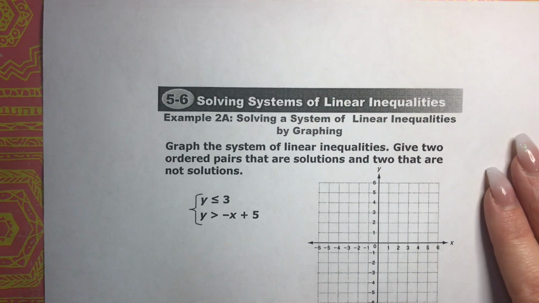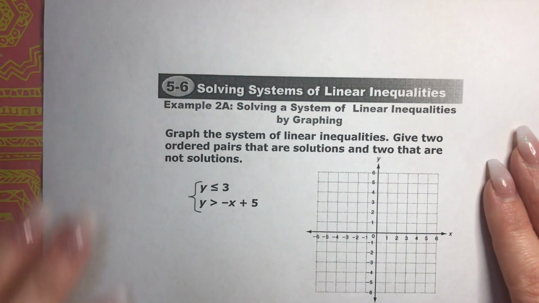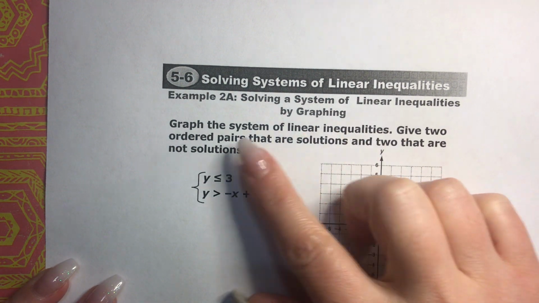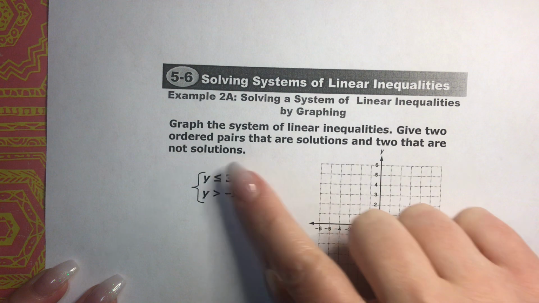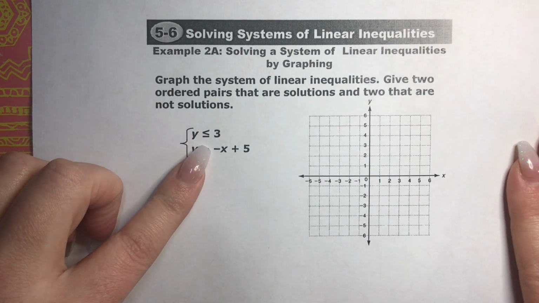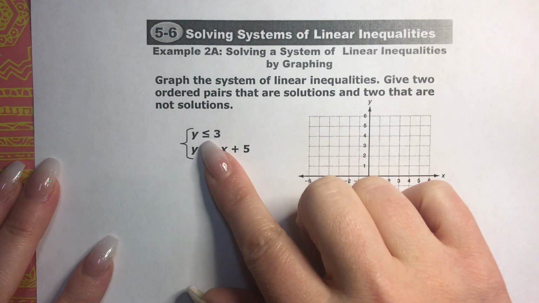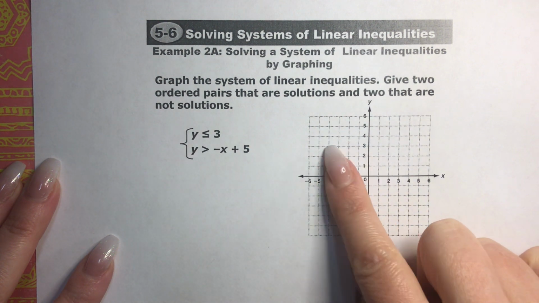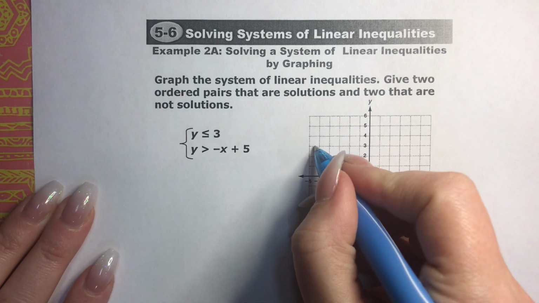So for 2a, we are going to be solving a system of linear inequalities by graphing. We're going to graph the system of inequalities, give 2 ordered pairs that are solutions and 2 ordered pairs that are not solutions. So let's get started graphing this first one. y is less than or equal to 3. So that's going to be a horizontal line at y = 3. We're going to have a solid line here.